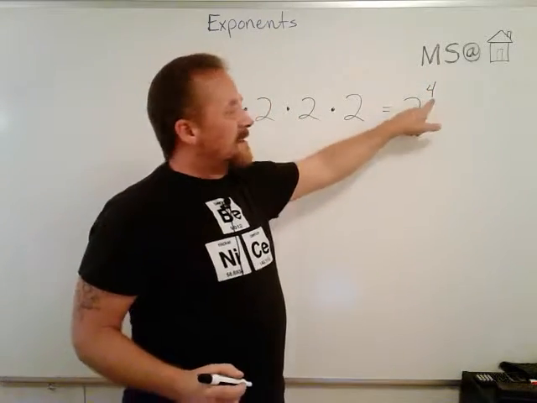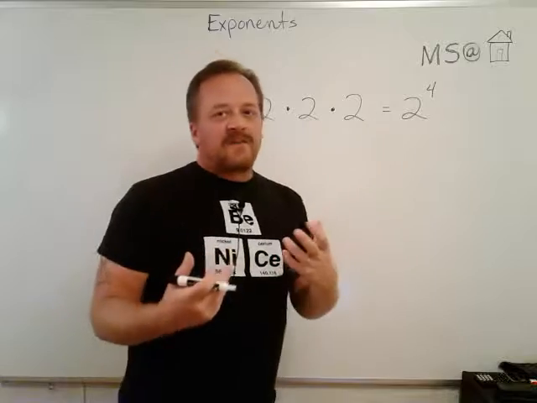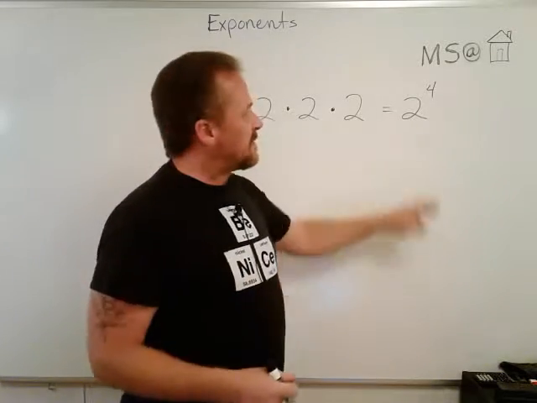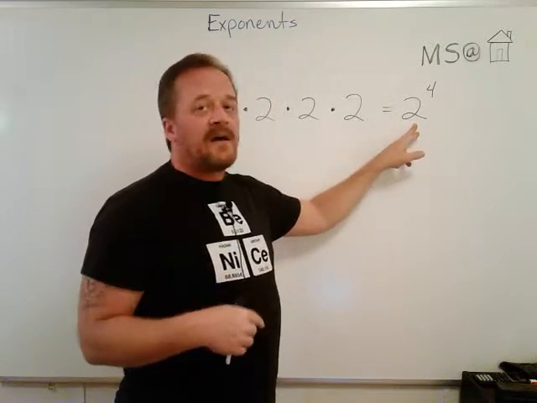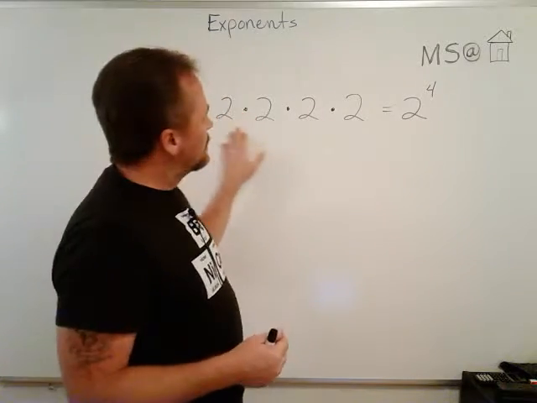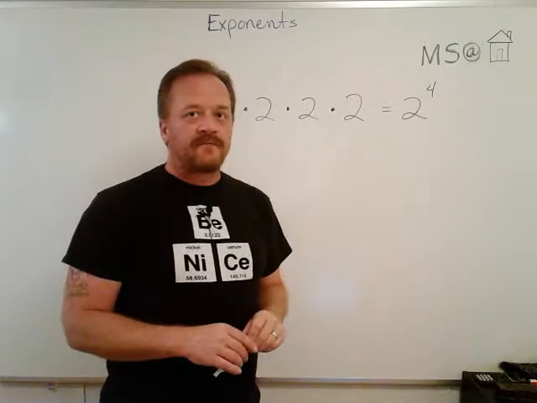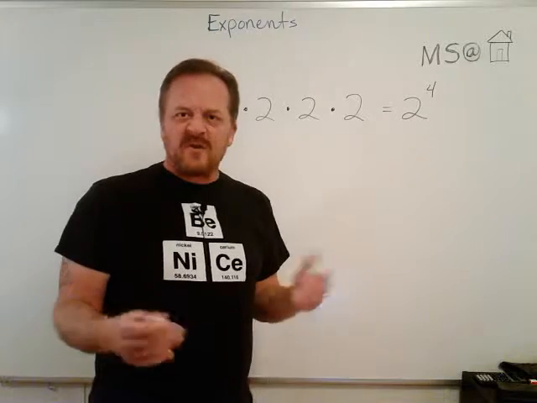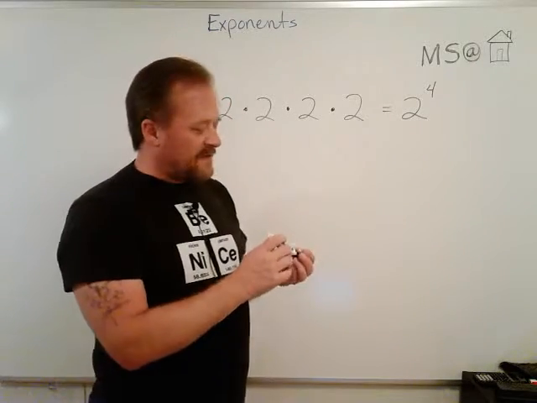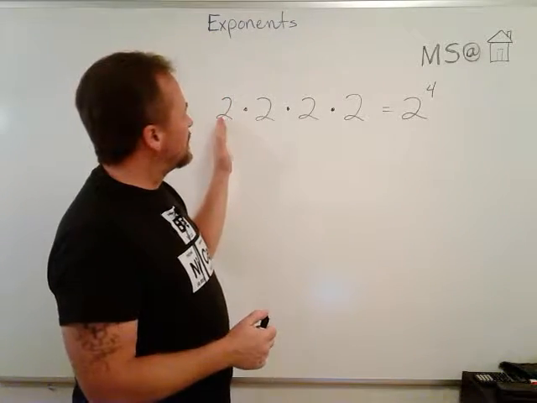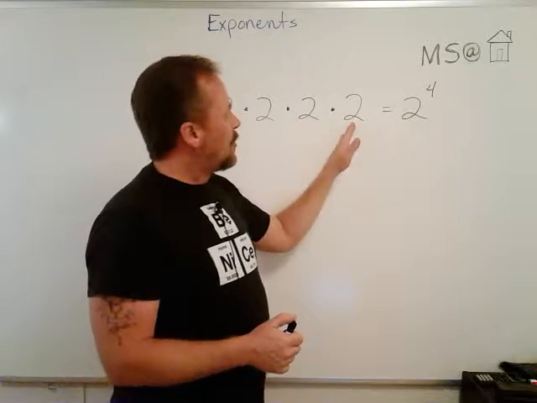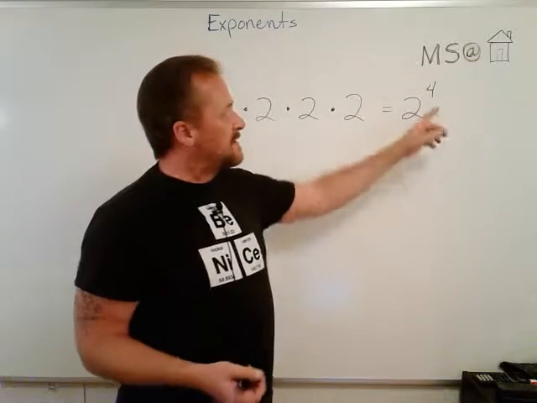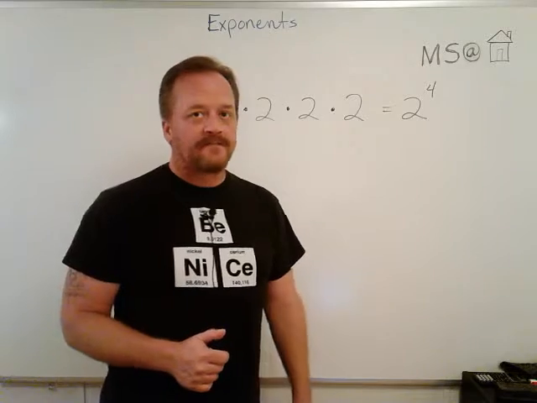That little guy up there is called an exponent. The exponent tells us how many times the number 2, the base, is represented in this multiplication problem, okay? That's not too hard, right? So basically, every time we see a base represented here, we're going to show that as an exponent, okay?